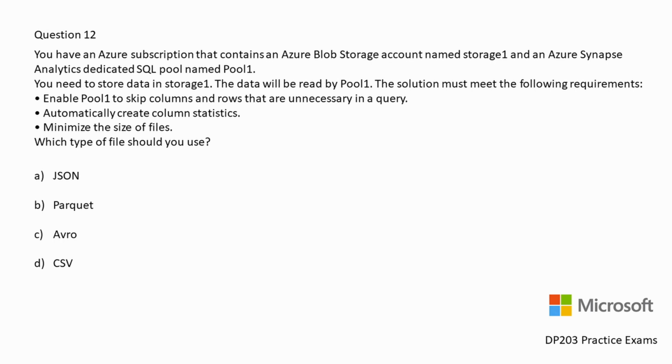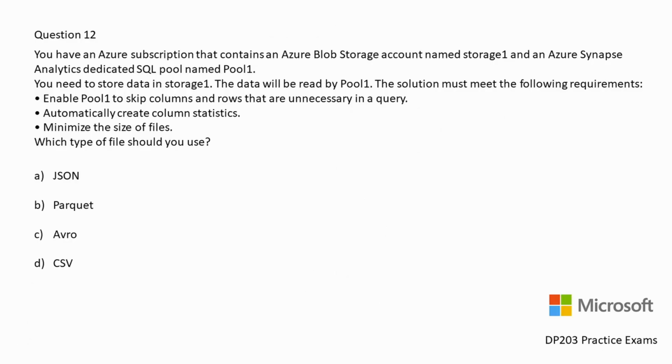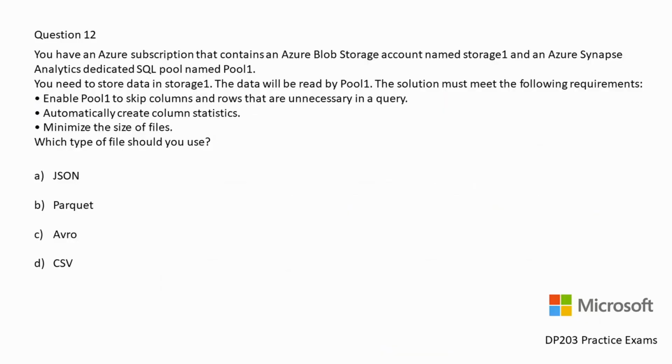Looking at the first requirement, we see that the data should have columns and rows. So we can rule out JSON as one of the options here. For the second requirement, we need to automatically create column statistics. For CSV, we need to manually create column statistics. So we can rule out CSV, and the only option that can automatically create column statistics is Parquet. So the correct answer here is B.